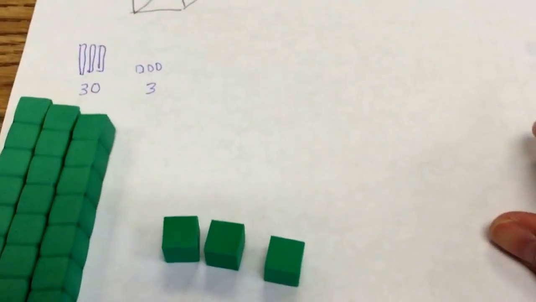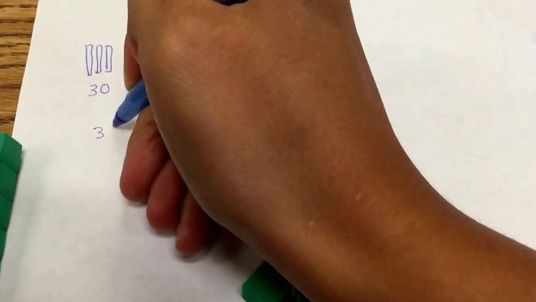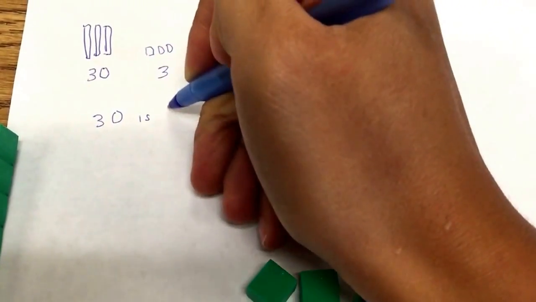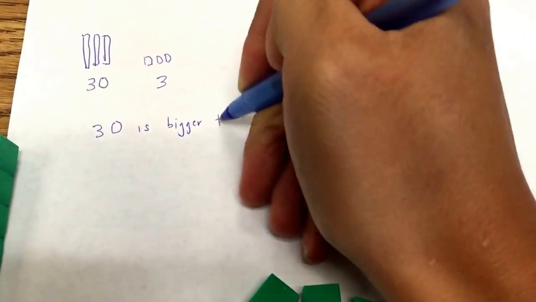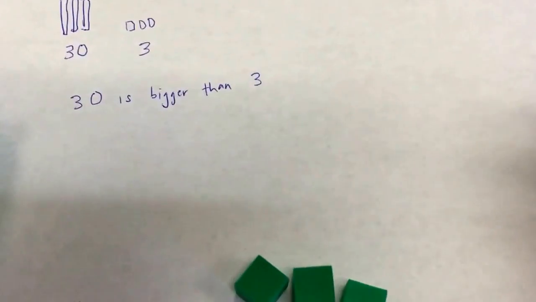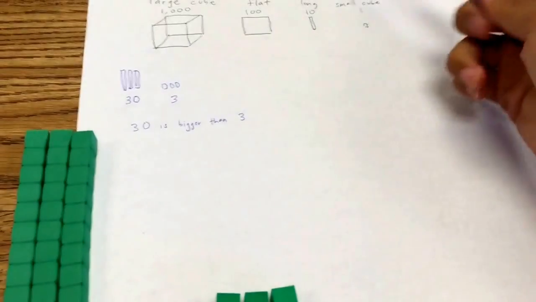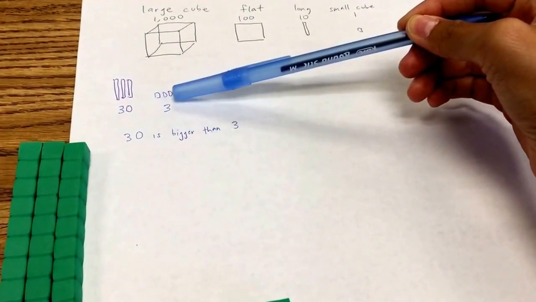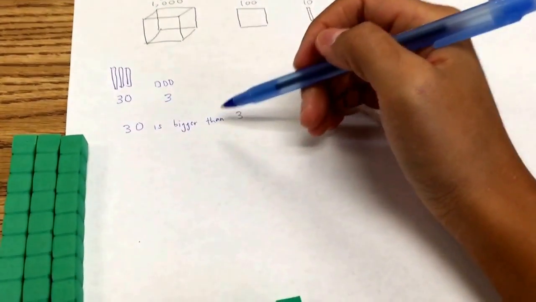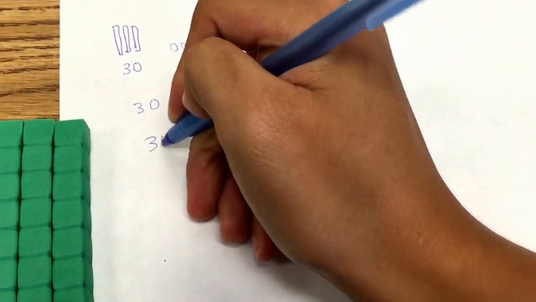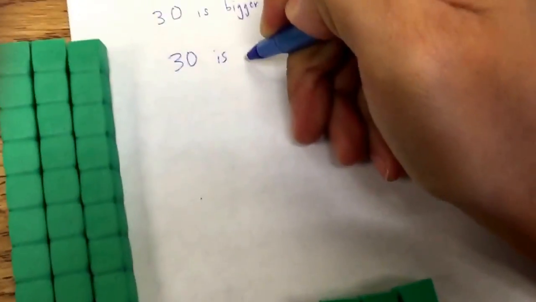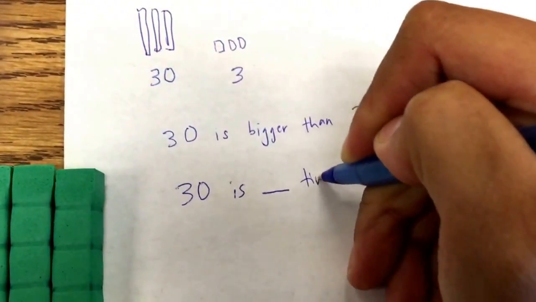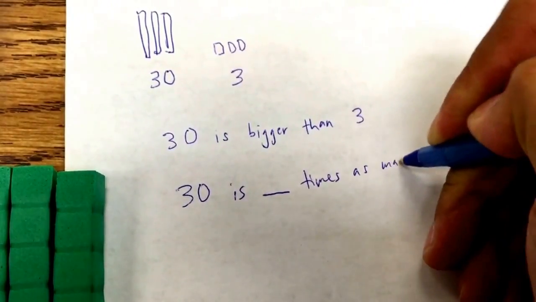Now if we compare the 30 with the 3, we can say a simple sentence such as 30 is bigger than 3. 30 is bigger than 3 is a pretty simple start. So we have 3 longs at 30, 3 small cubes at 3, and we're saying that 30 is bigger than 3. Now if we're to compare it more specifically, we could say 30 is blank times as many as 3.